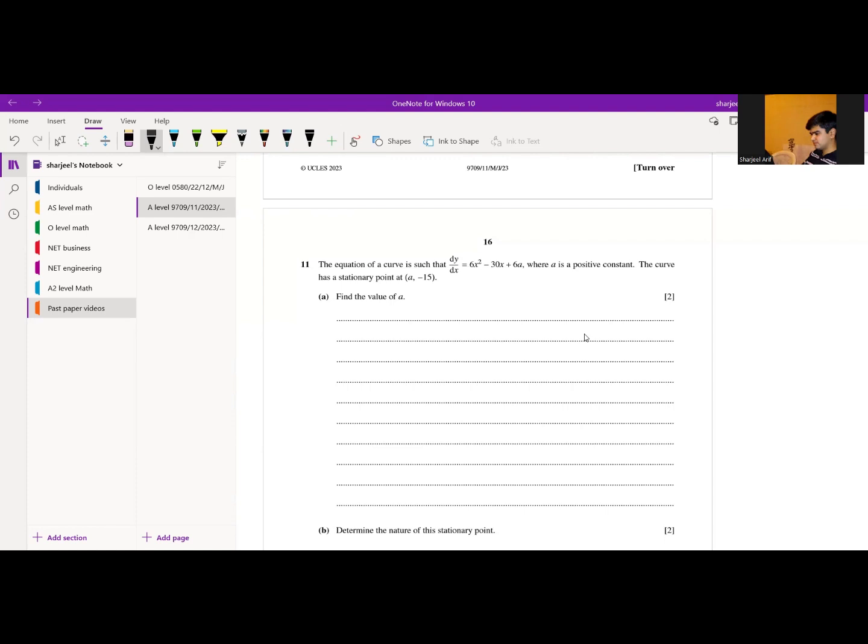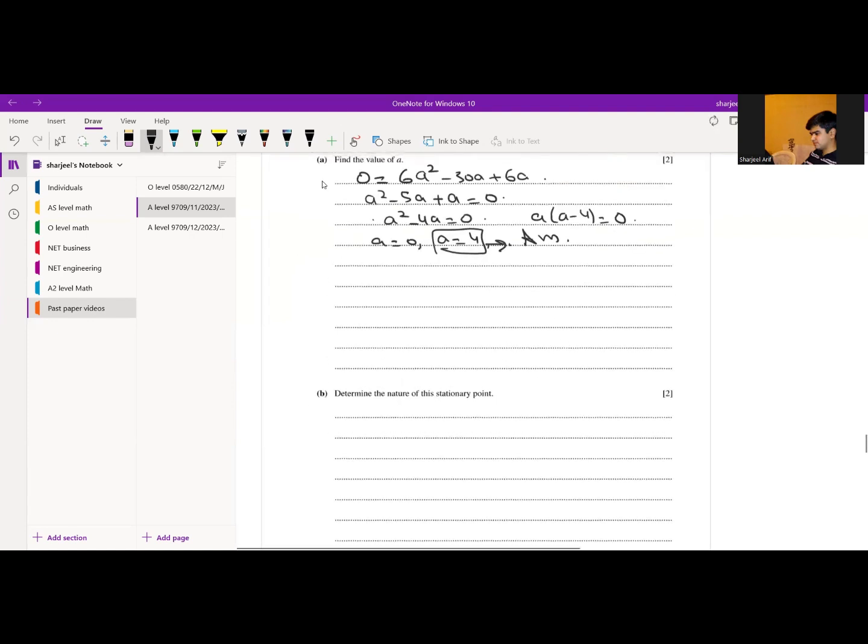Now for question number 11, we are given the equation of a curve, dy by dx equals 6x square minus 30x plus 6x. The curve has a stationary point at a and minus 15. So at a stationary point, gradient is 0. Just substitute 0 here, and the value of x is a. So replace x with a, factorize it. You will get the two values: a equals 0 or a equals 4. The positive value is 4, so a equals 4 is the answer.